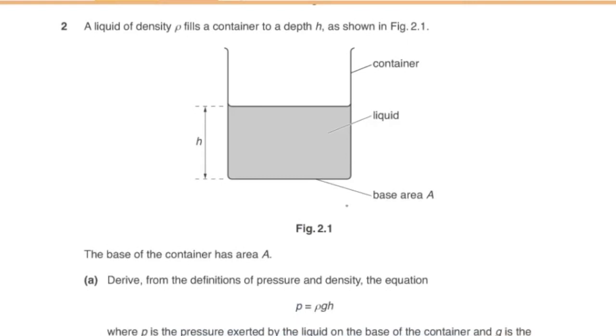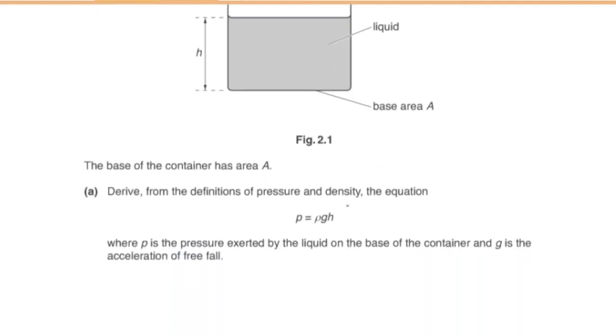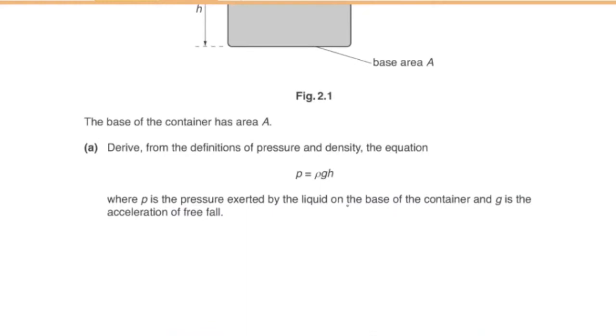Question number 2, a liquid of density ρ fills a container to a depth of h, as shown in figure 2.1. The base of the container has area A. Derive, from the definitions of pressure and density, the equation P equals ρgh, where P is the pressure exerted by the liquid on the base of the container and g is the acceleration of free fall.